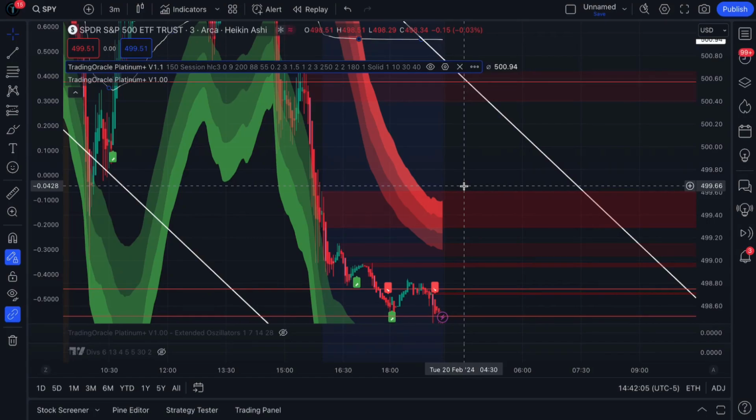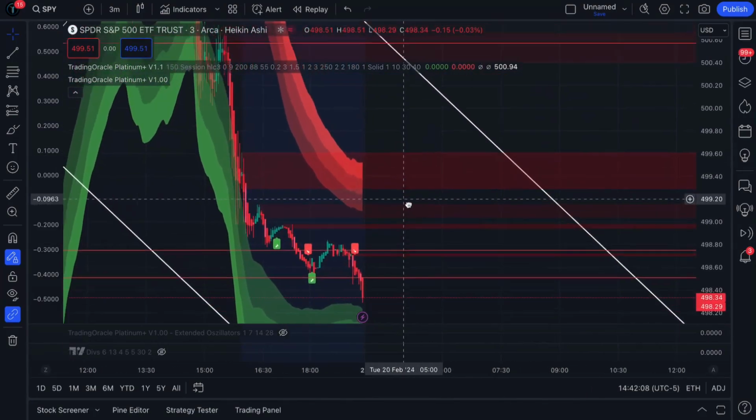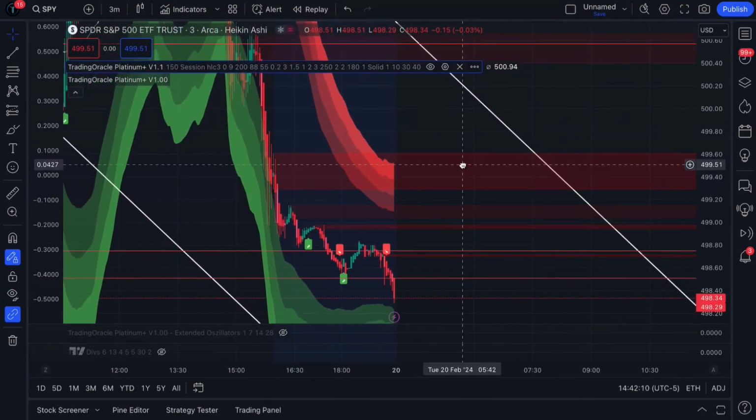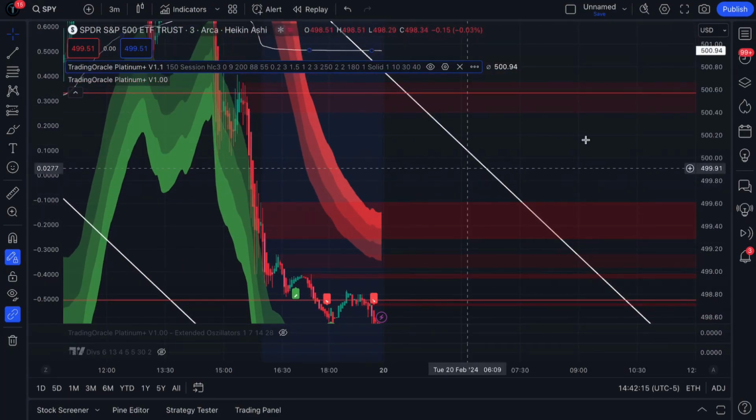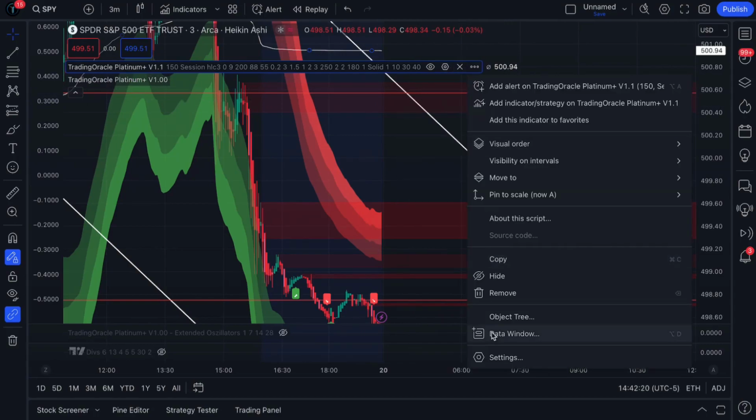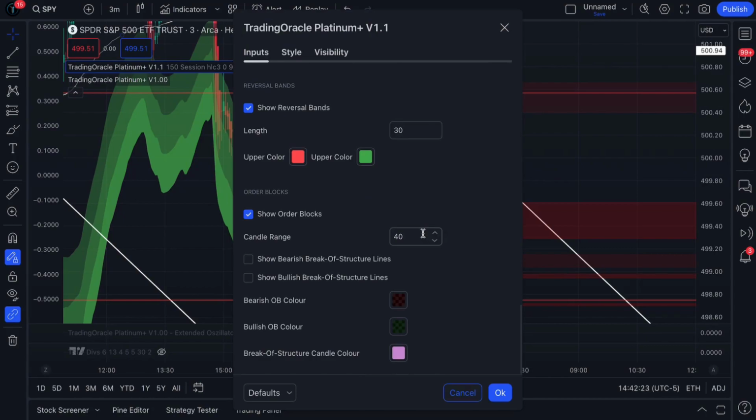So that's about it. Hopefully this helps some of you understand what these order blocks are and why they're coming up in different areas. If you want to mess around with the settings, with the candle range, you can. Like I said, 40 seems like a pretty good range for me. And I was going to show you these lines real quick.